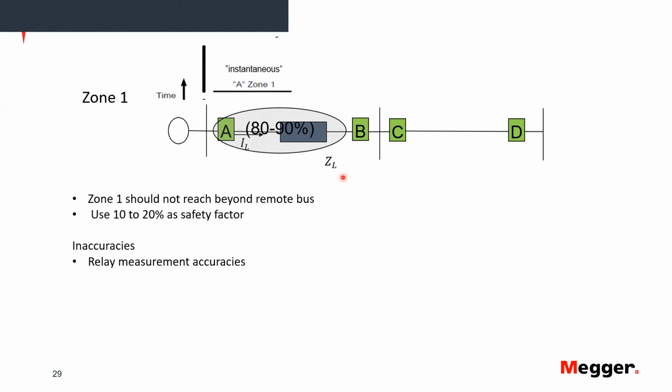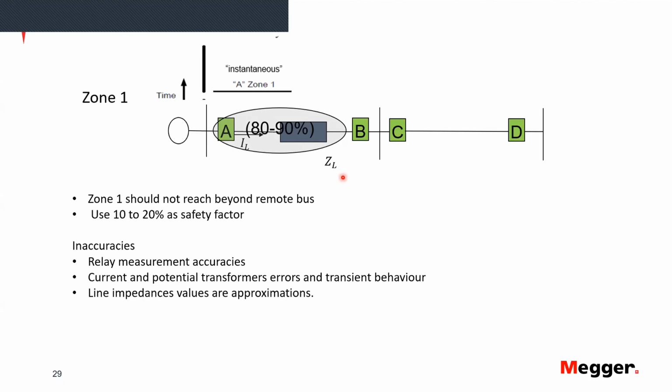And of course, we have the inaccuracies that we just mentioned, which are the relay measurement inaccuracies, because the relay itself can be inaccurate, current and potential transformer errors, and transient behavior. Line impedance values can also be erroneously calculated. There is always some sort of error when we estimate the line. The line changes a little bit over time. And we have transients that occur if we are using capacitive voltage transformers, etc.